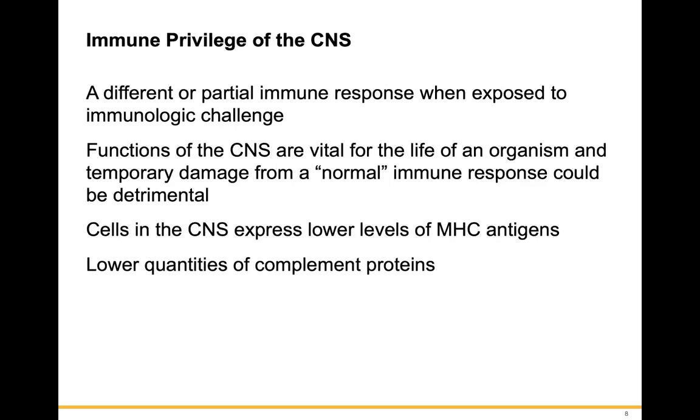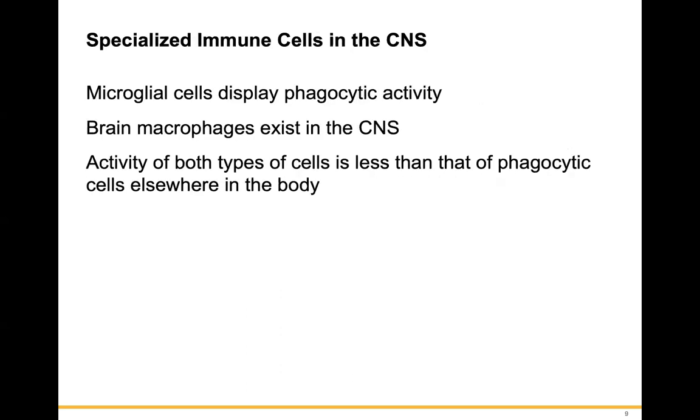Immune privilege of the central nervous system: a different or partial immune response when exposed to immunological challenge. Functions of the central nervous system are vital for life of an organism, and temporary damage from normal immune responses could actually be detrimental to the central nervous system. Because of that, where a normal immune response might actually damage some healthy cells in the process, you do have this immune privilege. Cells in the central nervous system express lower levels of MHC antigens and also lower quantities of complement proteins. You do have microglial cells that are resident macrophages, and they do display phagocytic activity. There's also brain macrophages that exist in the central nervous system, and activity of both types of cells is less than that of phagocytic cells elsewhere in the body.